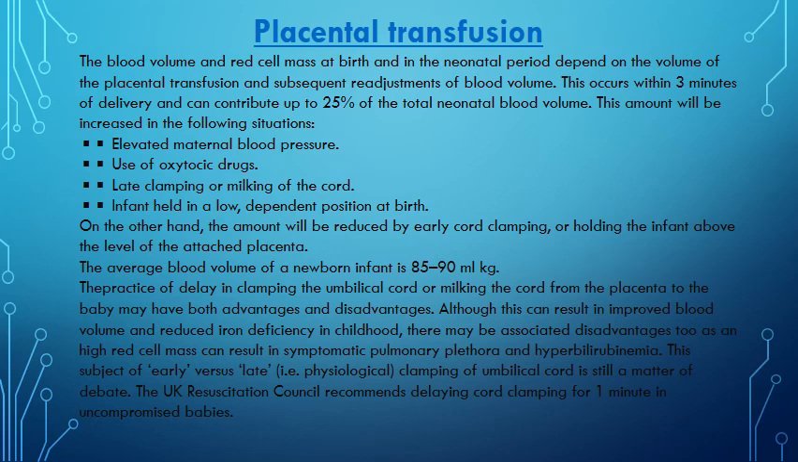The practice of delaying clamping of the umbilical cord or milking the cord from the placenta to the baby may have both advantages and disadvantages. Although this can result in improved blood volume and reduced iron deficiency in childhood, there may be associated disadvantages too, as a high red cell mass can result in symptomatic polycythemia and hyperbilirubinemia. This subject of early versus late physiological clamping of the umbilical cord is still a matter of debate. In the UK, the Resuscitation Council recommends delaying cord clamping for 1 minute in uncompromised babies.